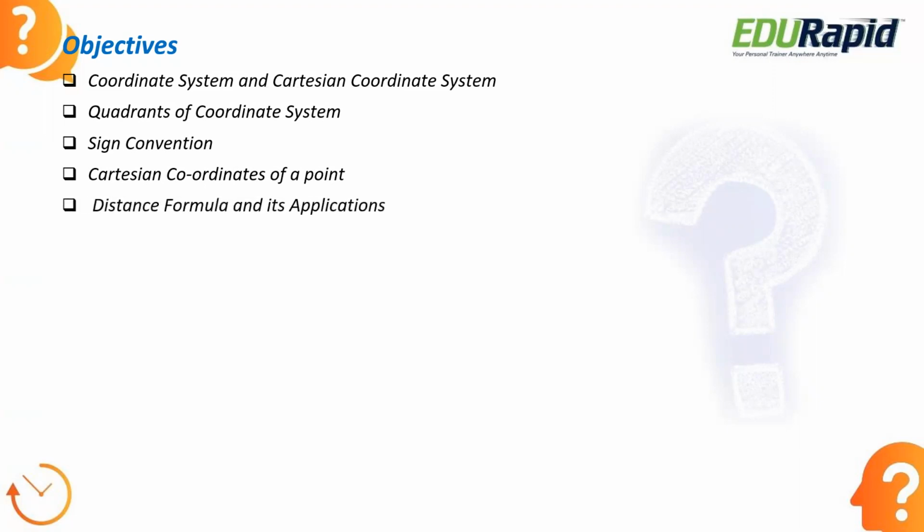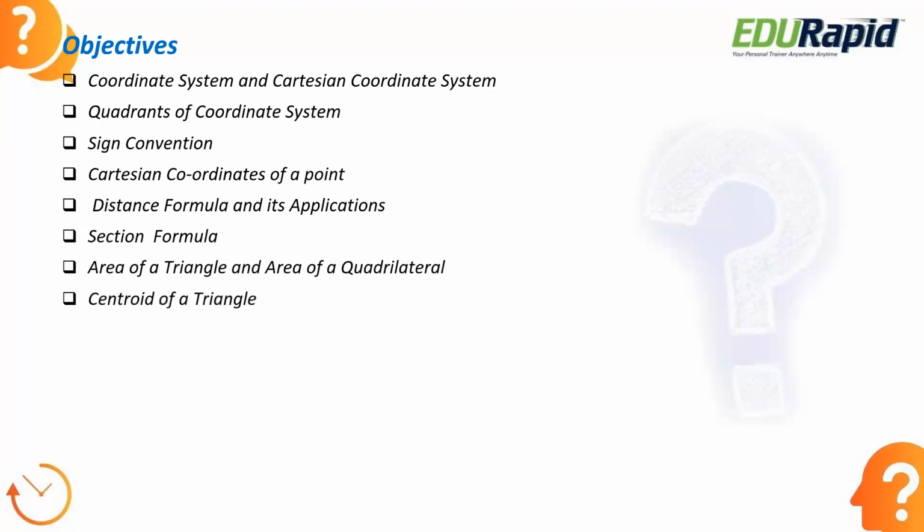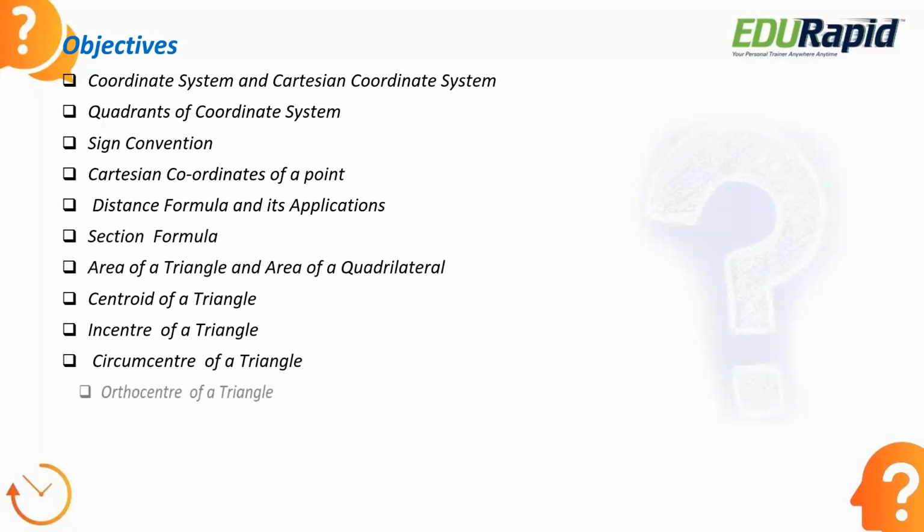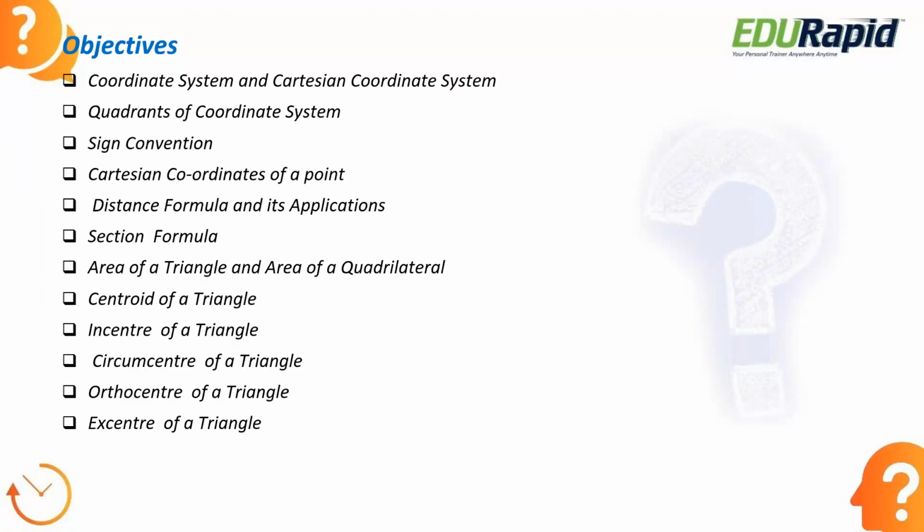And then we'll come across distance formula and its applications, section formula, area of triangle and area of quadrilateral, and then the centroid of a triangle, incenter of a triangle, circumcenter of a triangle, which we have already discussed in the properties of triangle chapter. We'll be just going through the formulas here. And then orthocenter of a triangle, excenter of a triangle. So these are the topics which we'll be covering today, and then problems related to these.